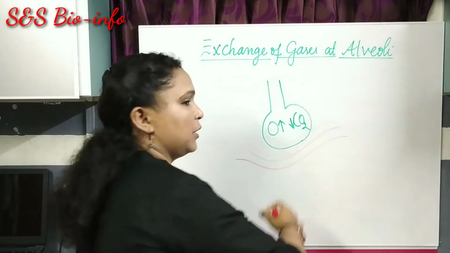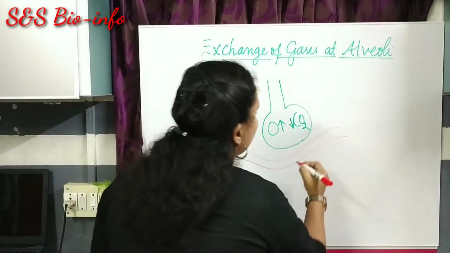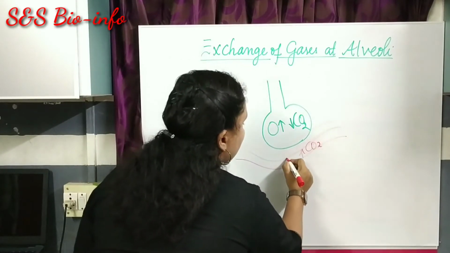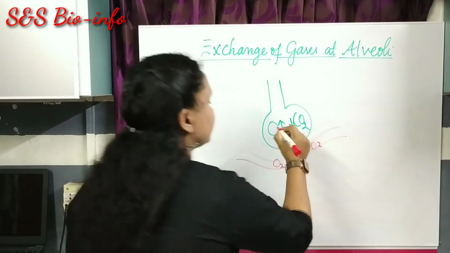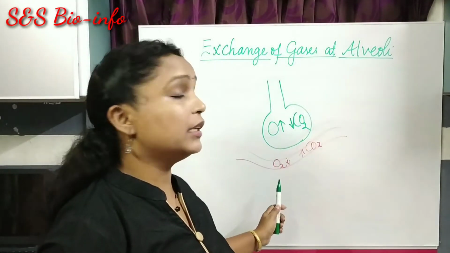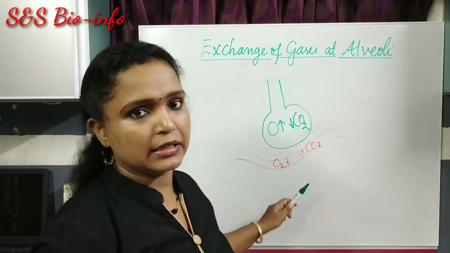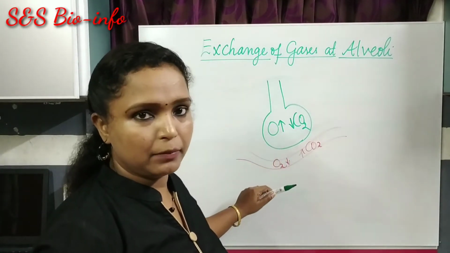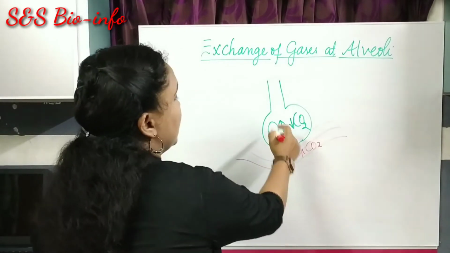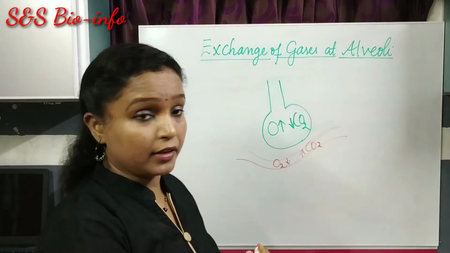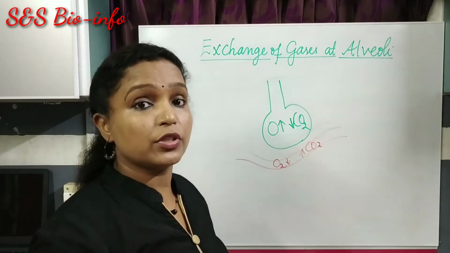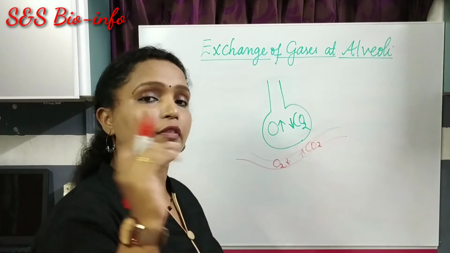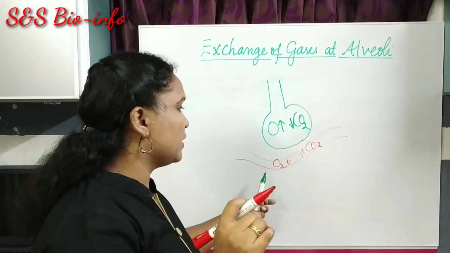Here in the blood capillary, the blood contains a high amount of carbon dioxide and a lesser amount of oxygen. So what would happen here? Diffusion of these gases takes place between the alveolar air and the blood in the blood capillary. Here the concentration is different. You know, diffusion is the movement of particles from the region of higher concentration to the region of lower concentration.